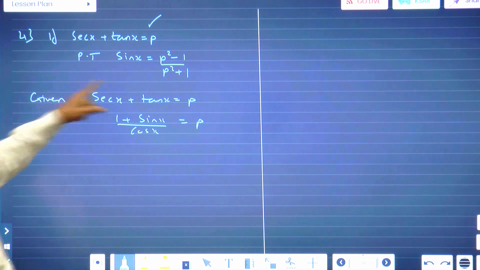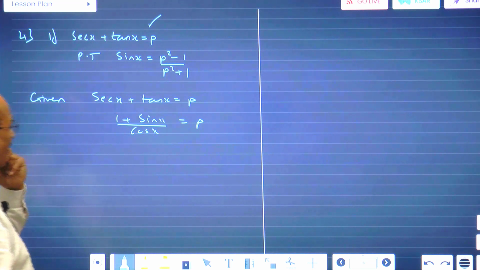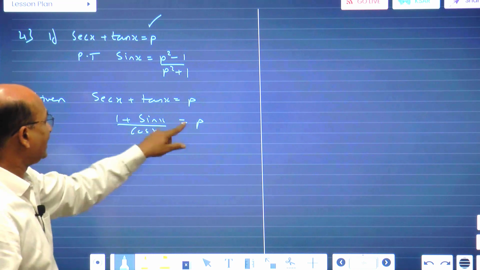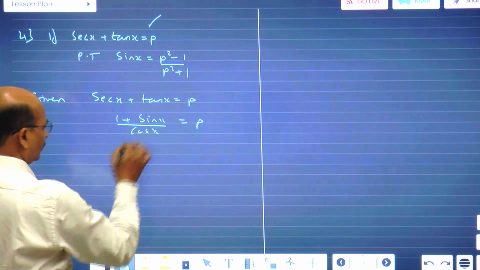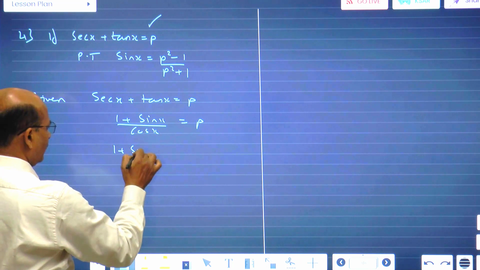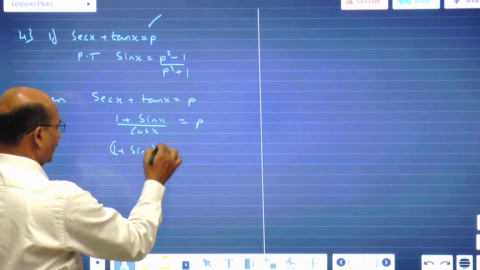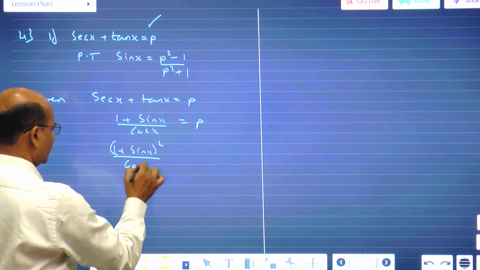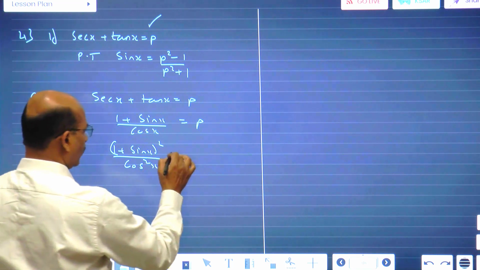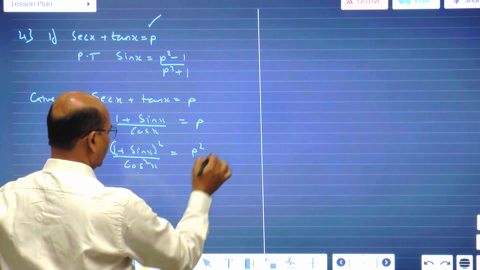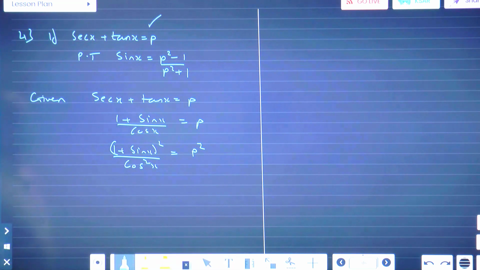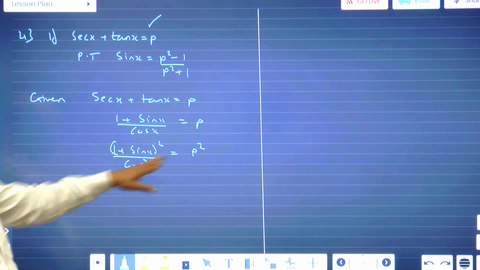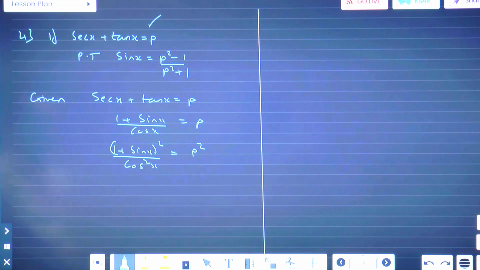Now, as I want p square, what I can do is square both the sides, because in the expression I need p square. So if I square both the sides, this will become 1 plus sin x whole square upon cos square x is equal to p square, right? It is upon 1. We will see it later on. Now, okay, I got this much, I got p square plus 1.